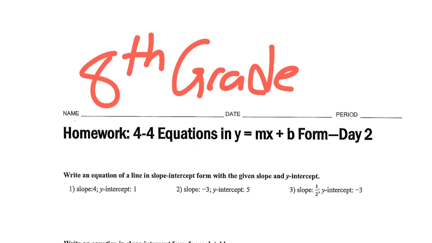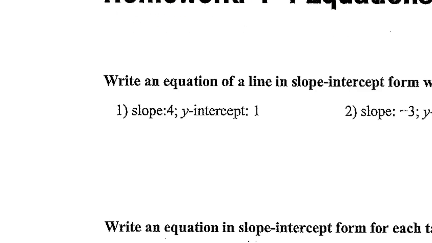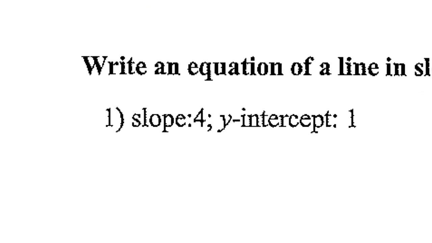This is the 8th grade homework 4-4. I was going to do the notes section, but I thought I'd just go ahead and cheat and do the homework instead. So the slope is 4 on number 1. That is our m. The y-intercept is our b.